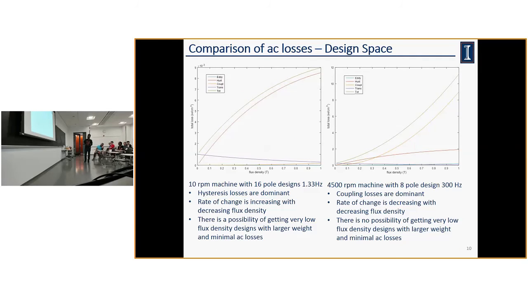What are the loss components? You can see that for a low frequency application, the highest loss is coming from the hysteresis losses. But when we go for a high frequency design, the highest loss is coming from the coupling losses. So different components dominate in these two different schemes. And for this one, we can go for a very low field design because the rate of change is decreasing here. So we can go low, but then the weight will go very high. But here, we can't go for a low field design. So that's one of the points here.